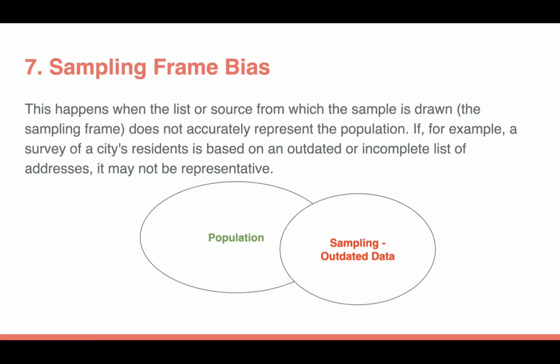Sampling frame bias. This happens when the list or source from which the sample is drawn does not accurately represent the population. If, for example, a survey of a city's residents is based on an outdated or incomplete list of addresses, it may not be representative.